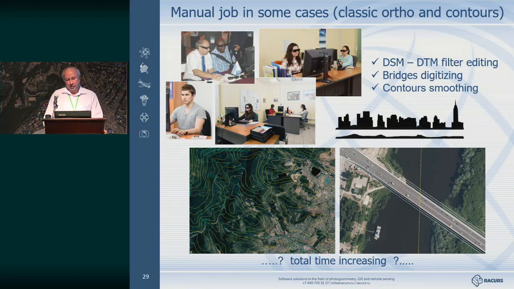And another thing which wasn't mentioned today a lot, manual job in some cases. For example, in classic ortho and contours. Some of these models are extremely dense, so it has to be done manually. So human interference is required. And it may have to do with some errors in the process of filtering that cuts off some of the objects hanging or protruding above instead of being transformed.